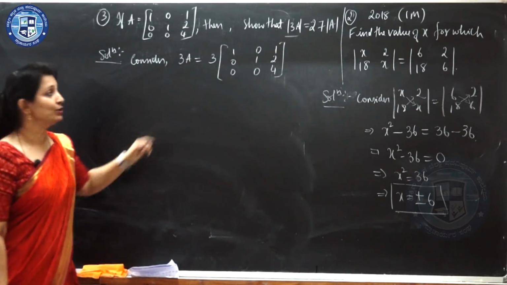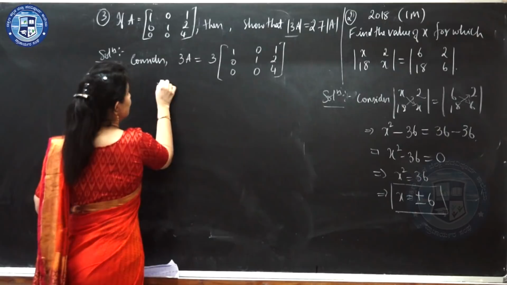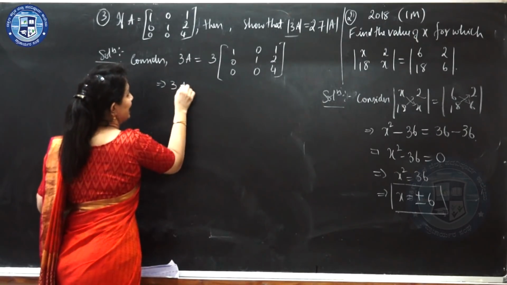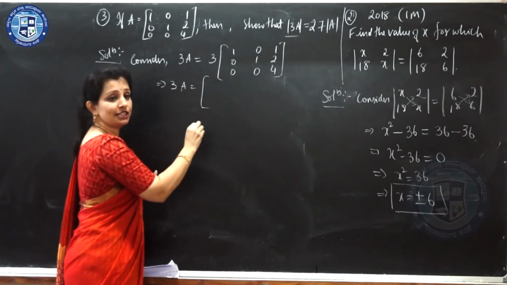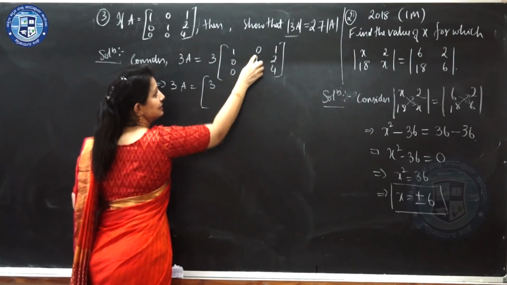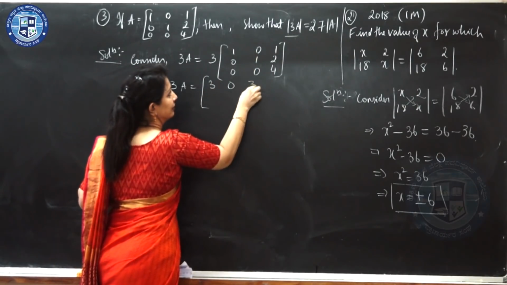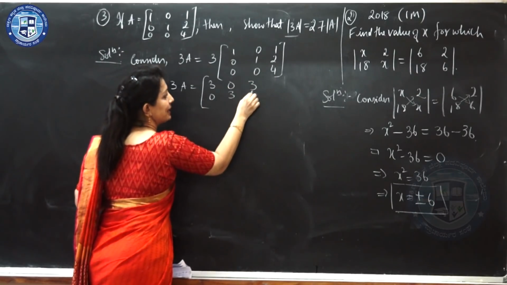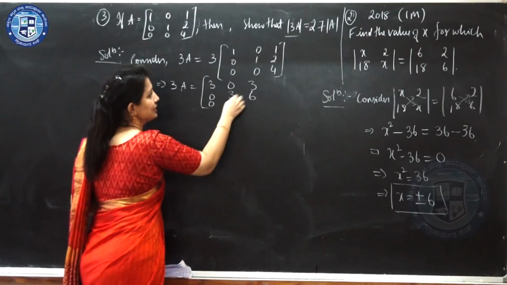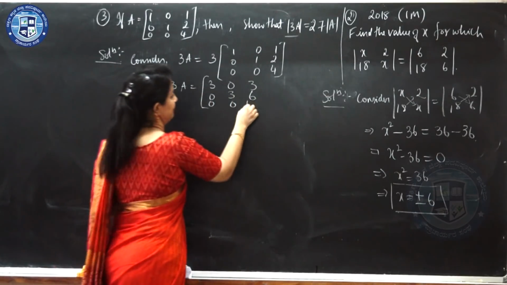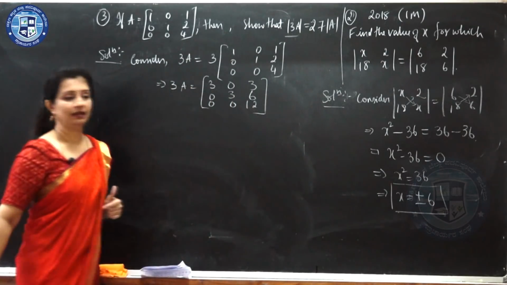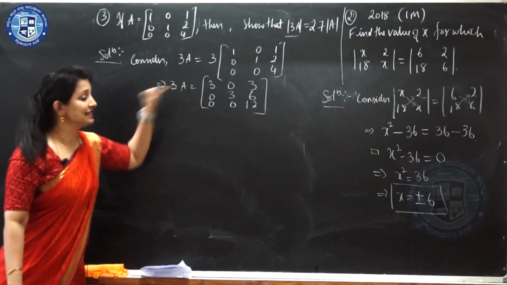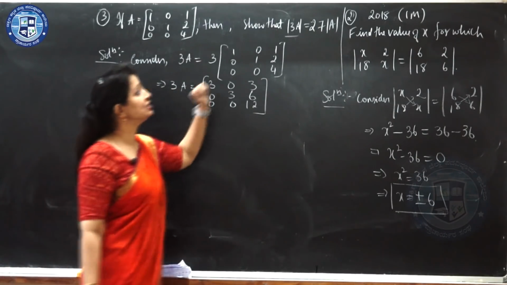3A. Multiply 3 to each element. You will get 3A here. 3A equals, when you multiply 3 to each element, it is 3 0 3. This is 0. 1 is multiplied to 3. 2 is multiplied by 3. 6 0 0. 4 into 3 is 12. This is matrix 3A.